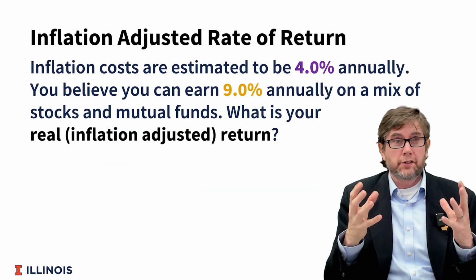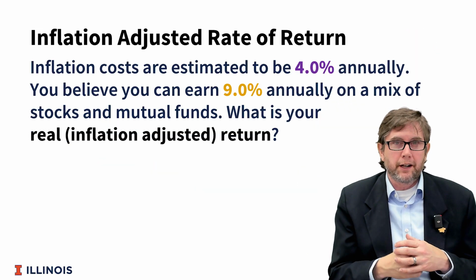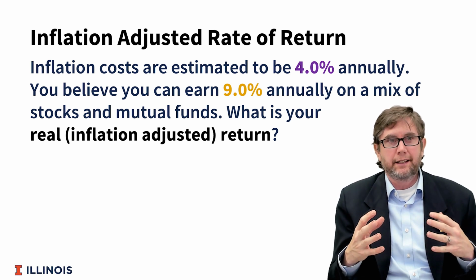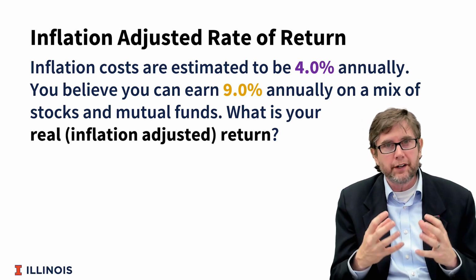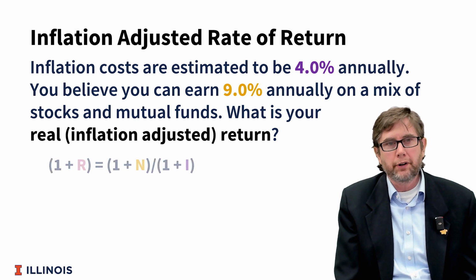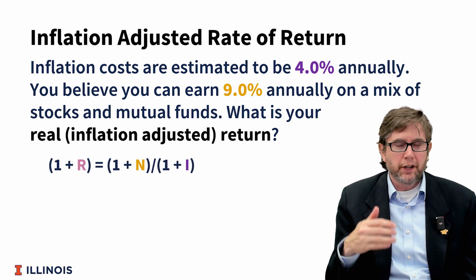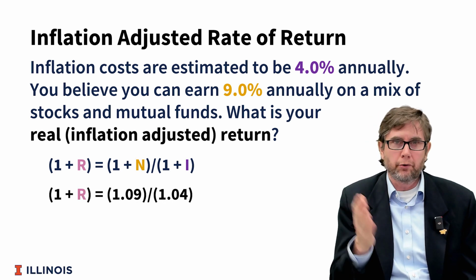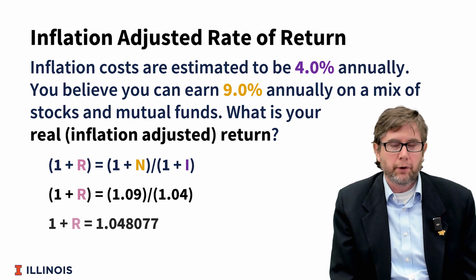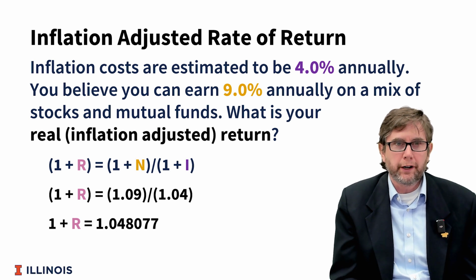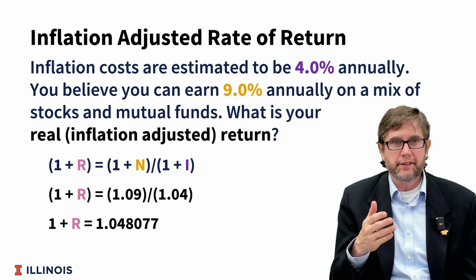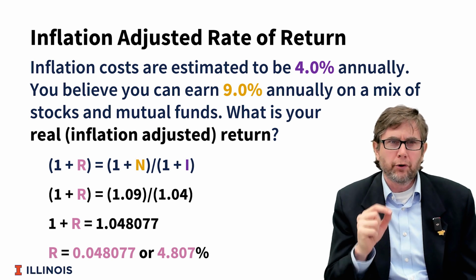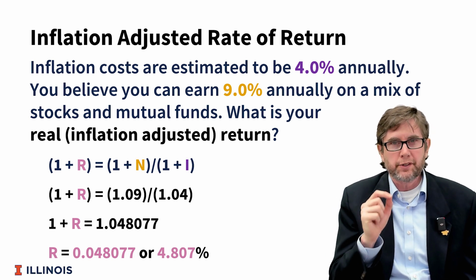Let's just spitball this one. Inflation costs are estimated to be 4% annually. You believe you can earn 9% on a mix of stocks and mutual funds. What is your real return? We can plug things in. 1 plus r, 1 plus the real return, equals 1.09 over 1.04. Take 1.09, divide by 1.04, you wind up with 1.048077. Subtract 1 from both sides of that equation, and we find the real rate of return is 4.807%.